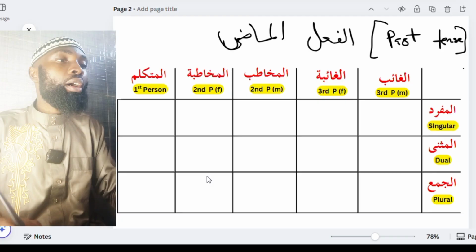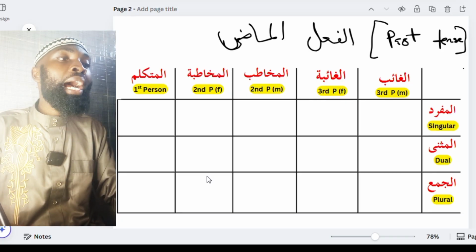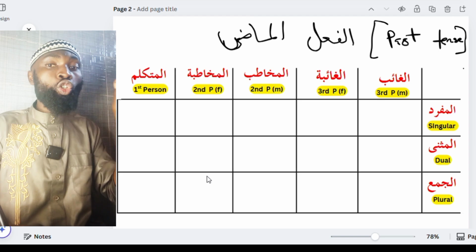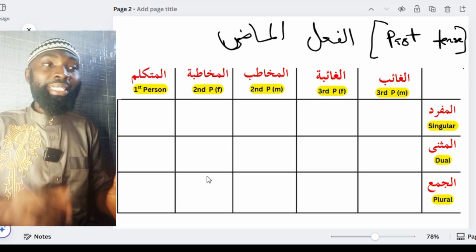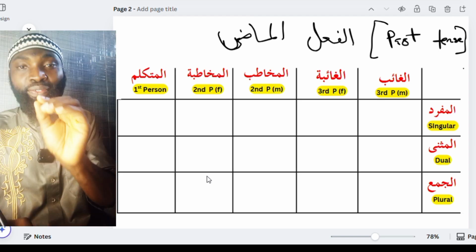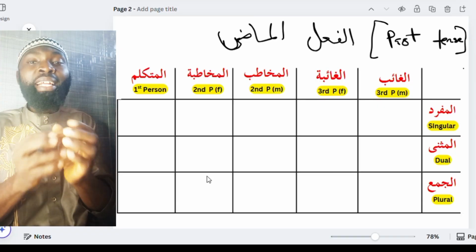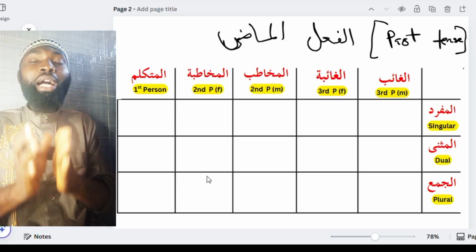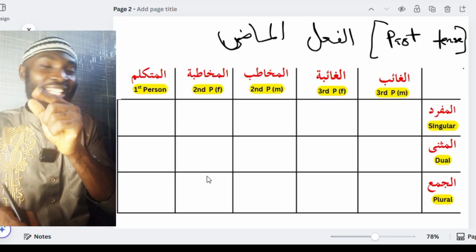Moving on, we can see on the table here, we have different headings. The headings on the top, and also we have a heading on the side. Let's go through the headings first. So you will have a scale of measuring all of the other past tense verbs you will come across in the Arabic language. Let's go.